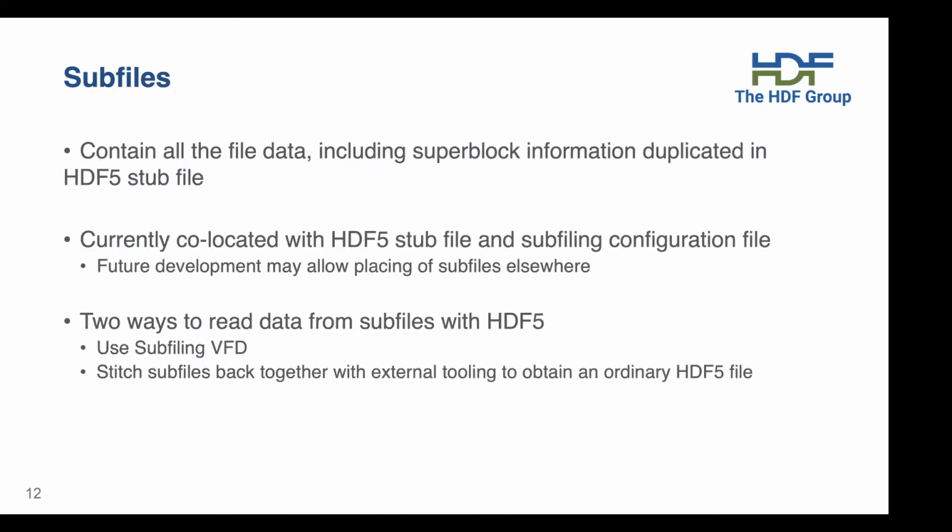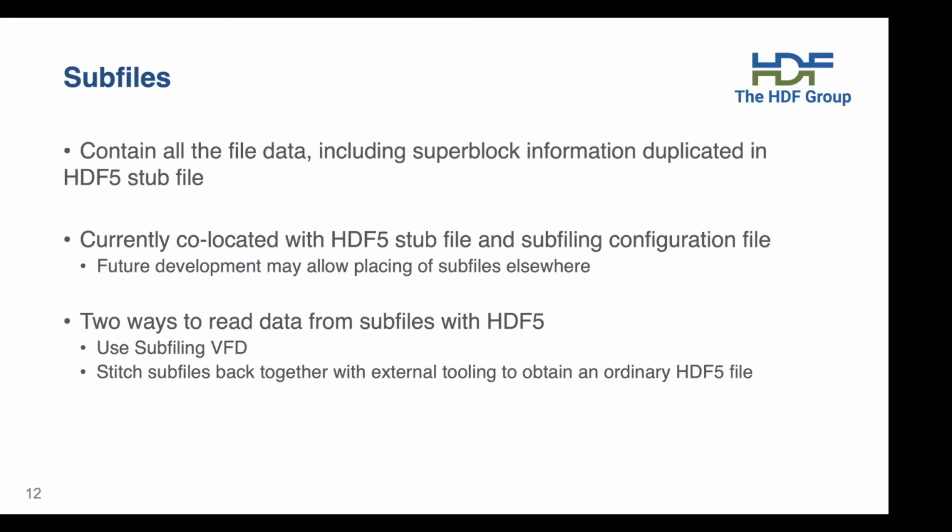And then, of course, there's the subfiles that get output, and these just contain all of the data for the file, including the superblock information that gets duplicated in the stub file. And these subfiles currently get placed right alongside the stub file and the configuration file, but future development might allow you to put them somewhere else. So that way, maybe you could have the stub file and the configuration file in your home directory on a machine, and you could put all the subfiles on a bigger capacity parallel file system.